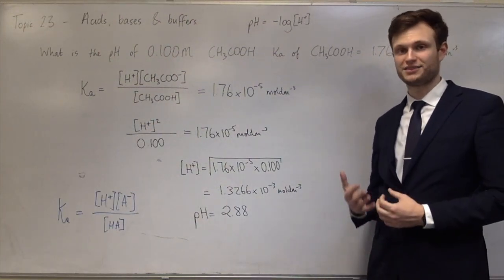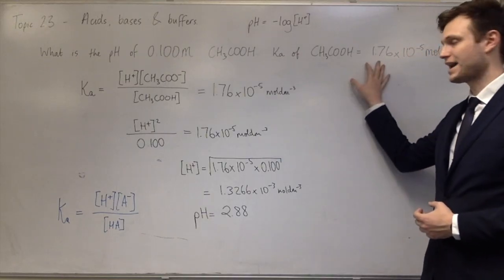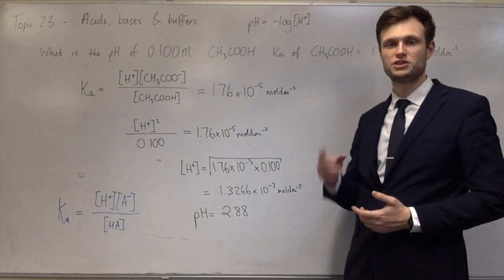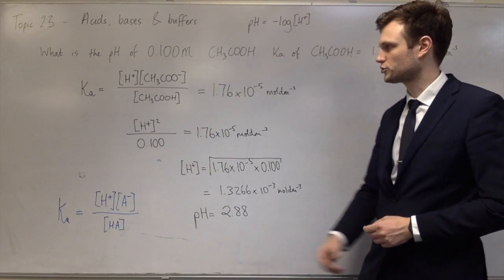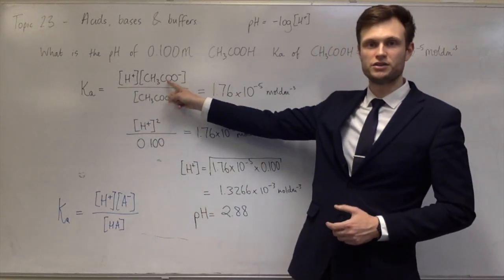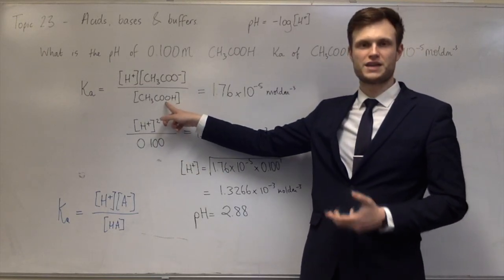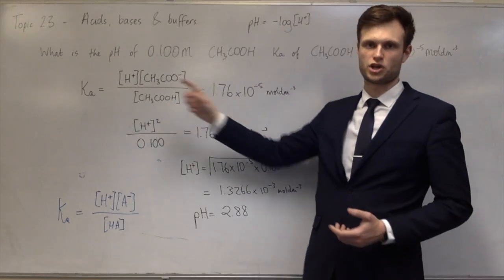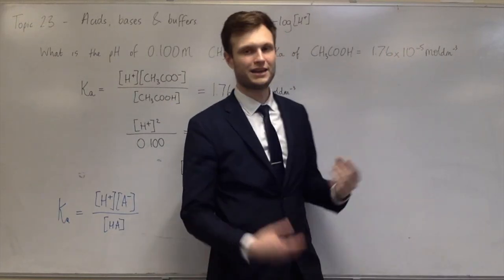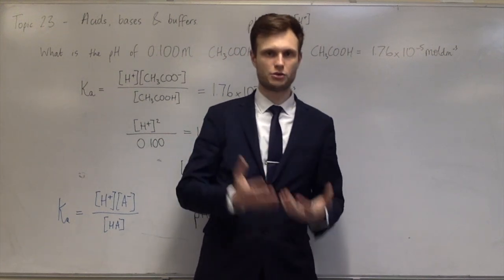So if you have a weak acid solution and you want to know the pH of that solution, you need Ka. Without Ka, you can't answer the question. And once you've got Ka, you need to make 2 assumptions. Those assumptions are the H+ concentration is equal to the A- concentration. And the second one is that the concentration of the associated acid doesn't change, or at least it doesn't change significantly.